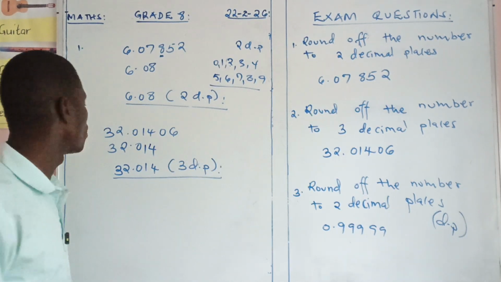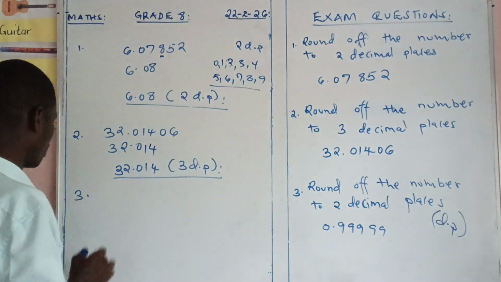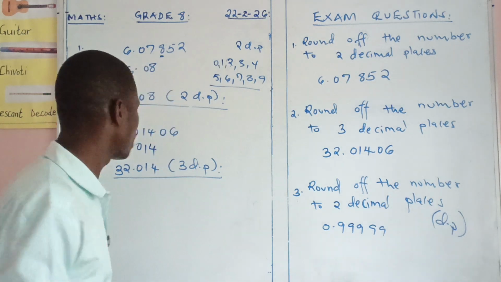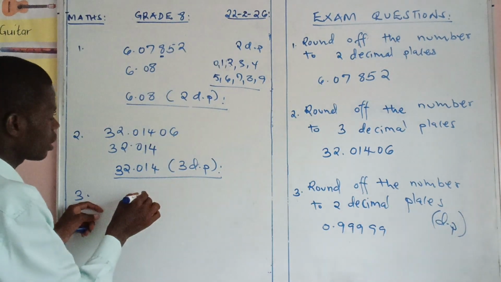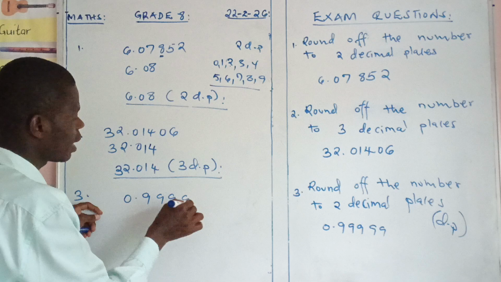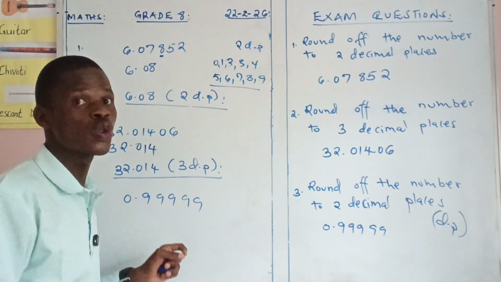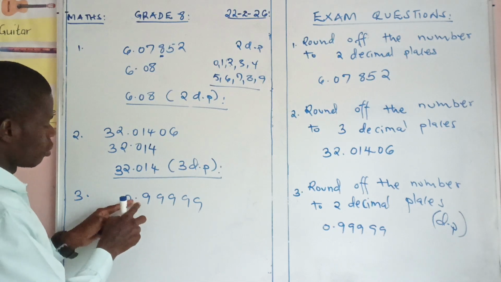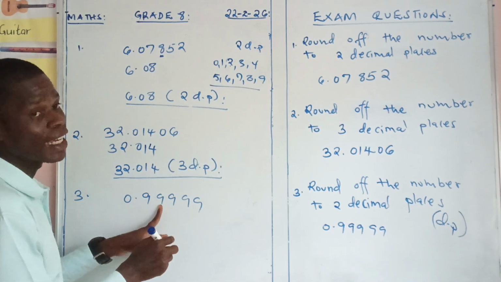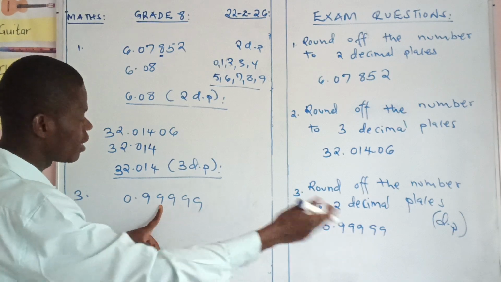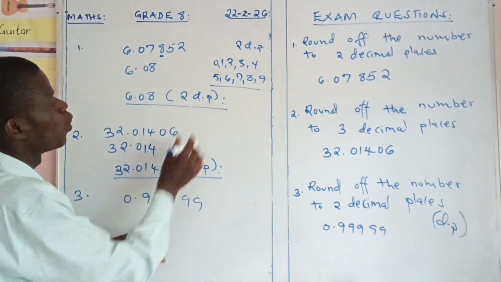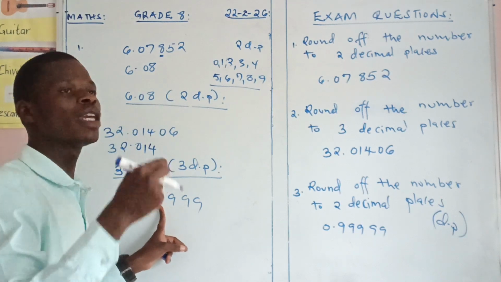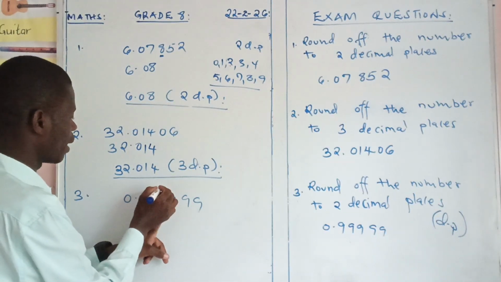Very, very simple. The last one, number 3. What do you have as number 3? Round off the number to 2 decimal places. Which number do I have? 0.99999. I'm rounding off to 2 decimal places. What am I going to do? I count. 1, 2. So it is 9. The digit to the right of it is still 9, which falls under this category. Will I round up or down? I will round up. By doing what? Adding 1 to this 9 here.